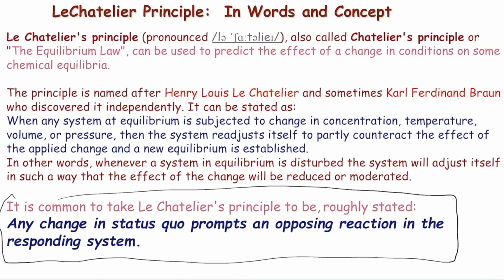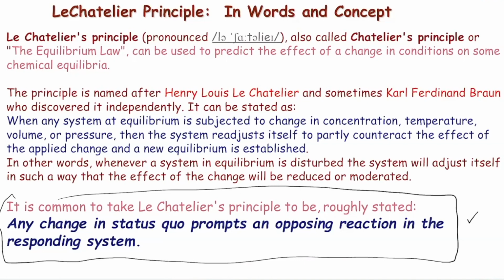The top, if you're going through these lecture notes, explains exactly what Le Chatelier's principle is about. It tells you that if you apply stress, then the reaction is not going to be at equilibrium. The reaction will shift towards equilibrium again in such a way that more reactants or more products are going to form until you get back to equilibrium. So in summary, what Le Chatelier's principle states is that any change in the status quo of equilibrium prompts an opposing reaction in response to that system.